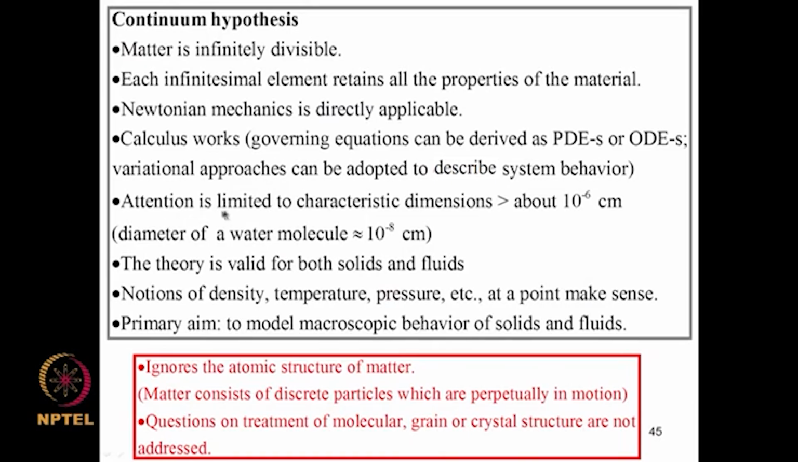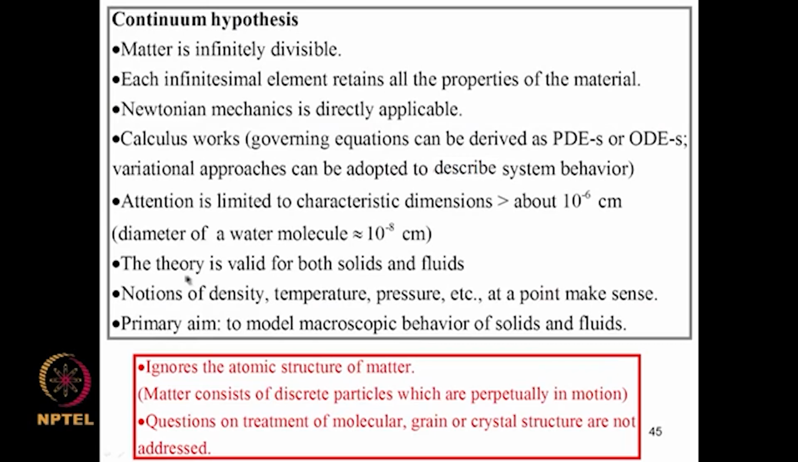Consequently, we need to focus our attention on characteristic dimensions greater than about 10 to the power of minus 6 centimeter. If you are dealing with dimensions less than this, then you have to look at other possible effects present in the physics of the problem. Just to give a context, the diameter of a water molecule is about 10 to the power of minus 8 centimeter. So, if you are dealing with a fluid mechanics problem in which the fluid is water, then you cannot think of characteristic lengths less than 10 to the power of minus 6.